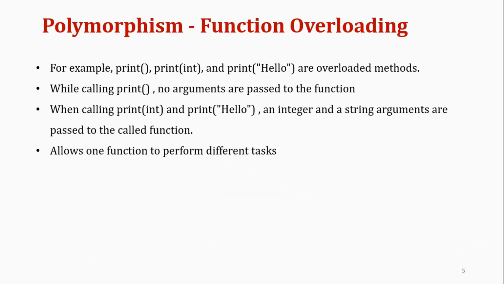So for example, print int, print hello, are the overloaded methods. Print is a function, so it may print an integer, it may print a string actually. While calling the print function, if no argument is passed, that also will work. And the second and third calls pass an integer and the string hello, so both will work. So it allows one function to perform different tasks. That is what function overloading is.